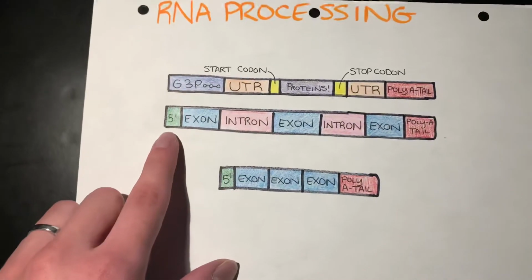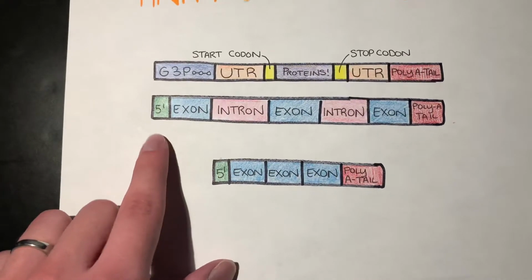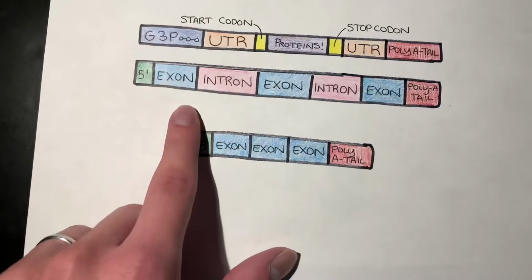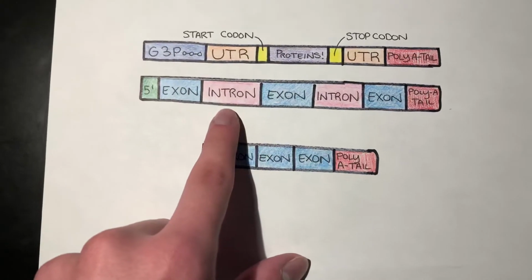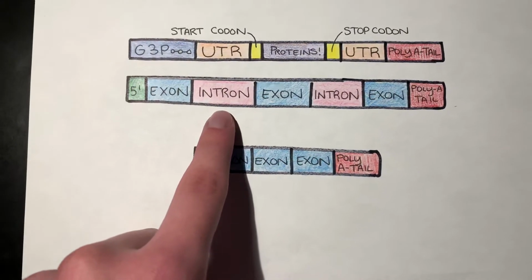The second strand here we see is kind of similar. It starts off with a 5' end and it's ended with a poly A tail as well. These exons code for proteins while the introns do not. Introns are cut out because they really don't code.